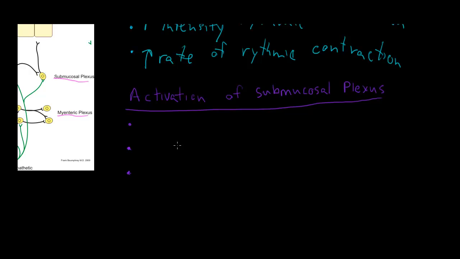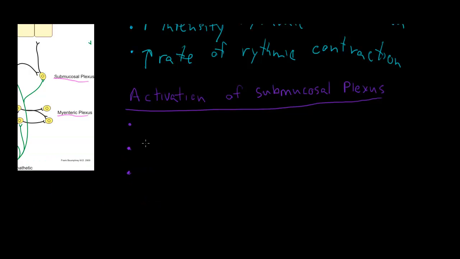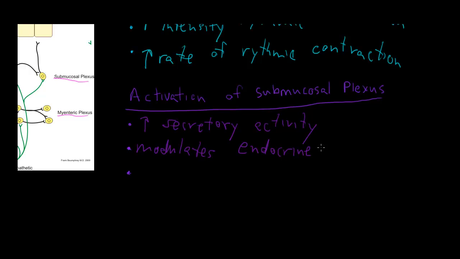And then activation of the submucosal plexus increases secretory activity, increases and modulates the endocrine activity, and modulates blood flow.